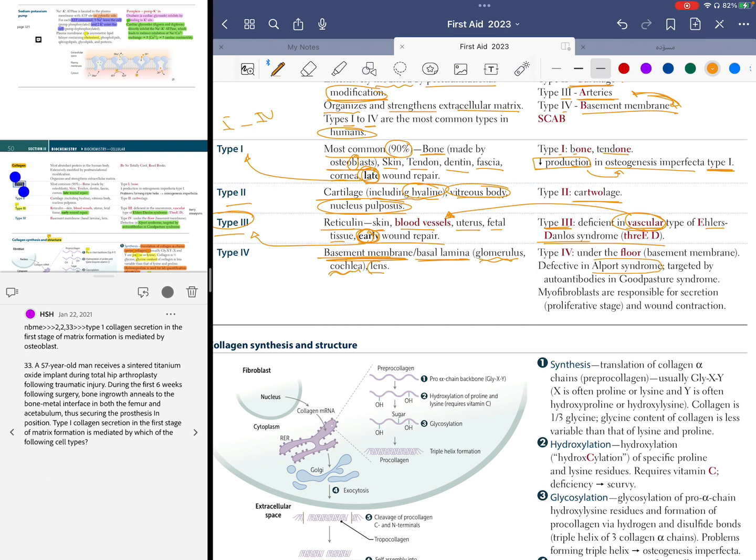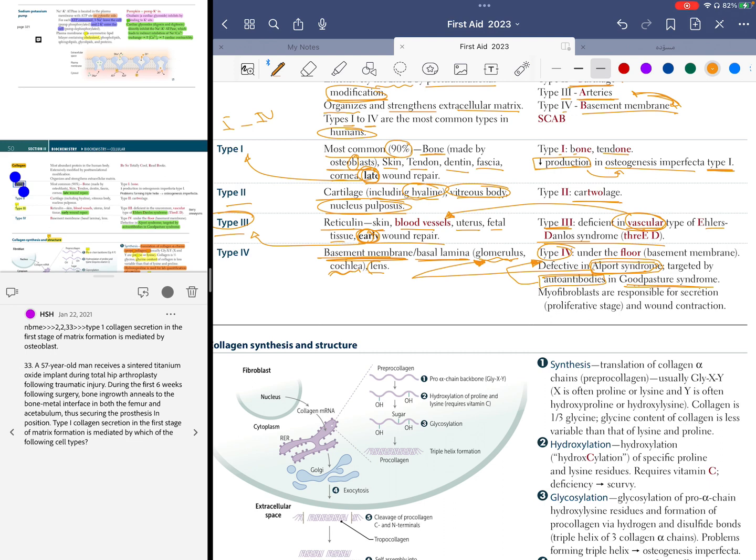Type 4 is defective in Alport syndrome, which is related to the kidney, the glomerulus. It is also targeted by autoantibodies in Goodpasture syndrome. So two of these are related to the glomerulus. In Alport syndrome, we have defective type 4 collagen. In Goodpasture syndrome, we have autoantibodies against type 4 collagen.